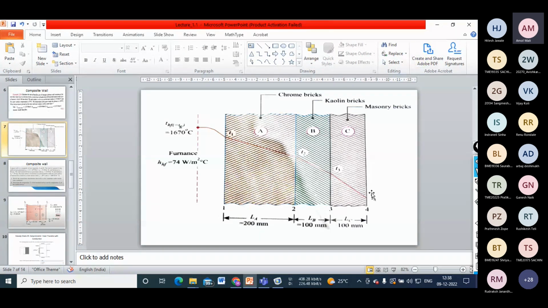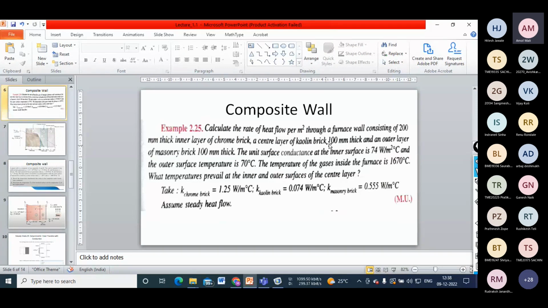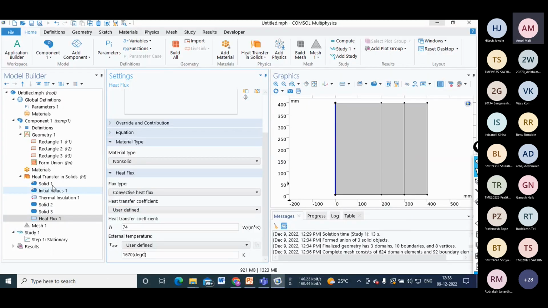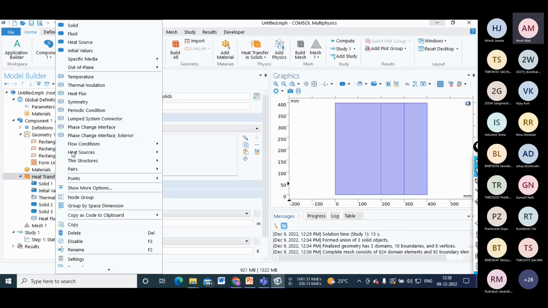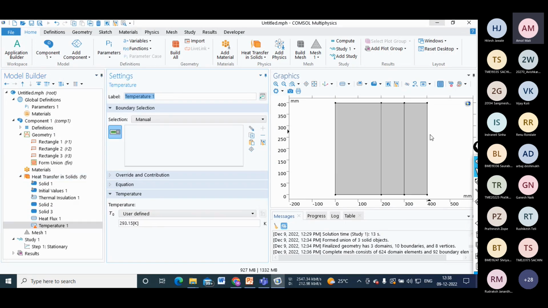So here is the problem: calculate the heat flow rate for a furnace wall consisting of 200 mm inner thickness of chrome brick, center brick 100 mm, outer layer 100 mm thick, and unit surface conductance is 74. Already we have provided that. Outer surface temperature is 70 degrees. So the outer surface temperature also we need to provide. So here I will provide the 70 degree temperature.